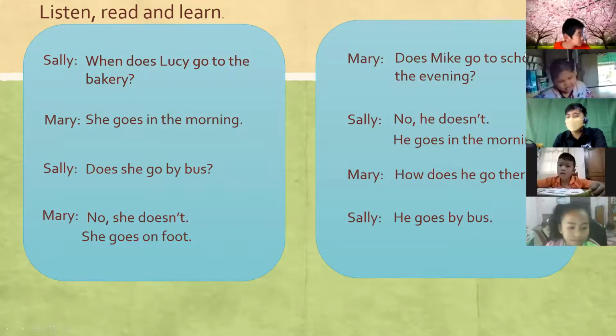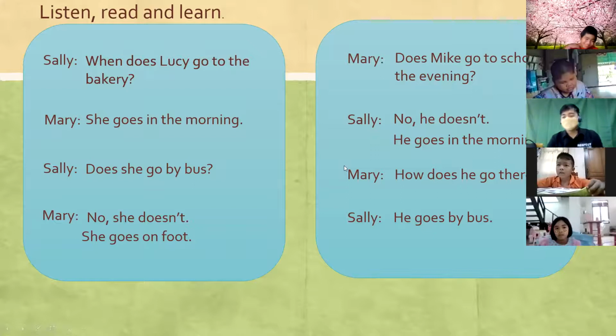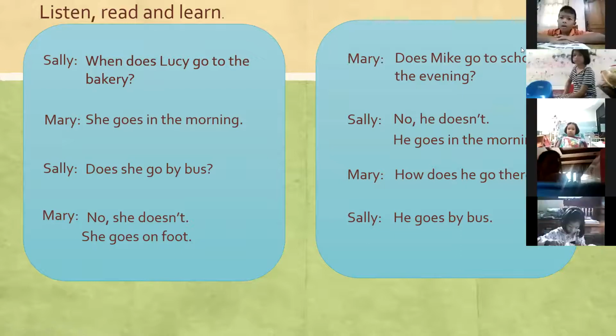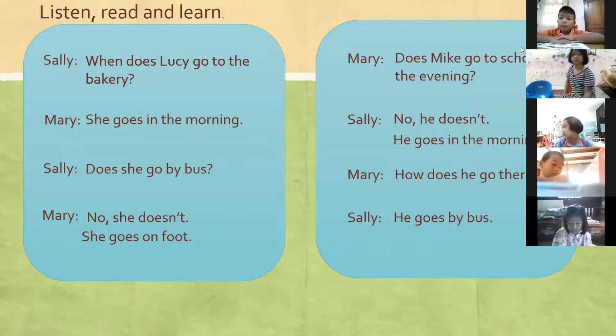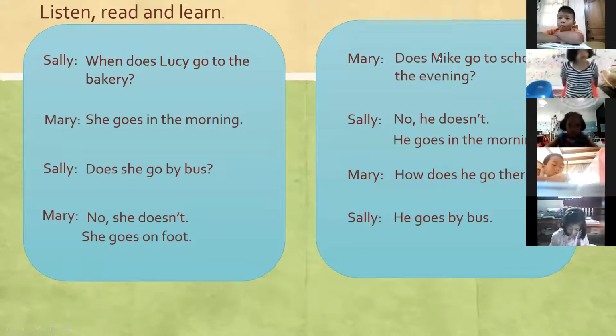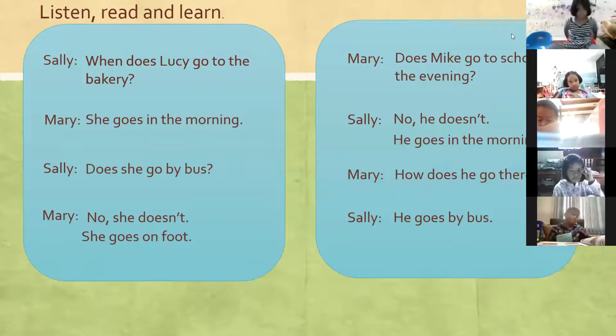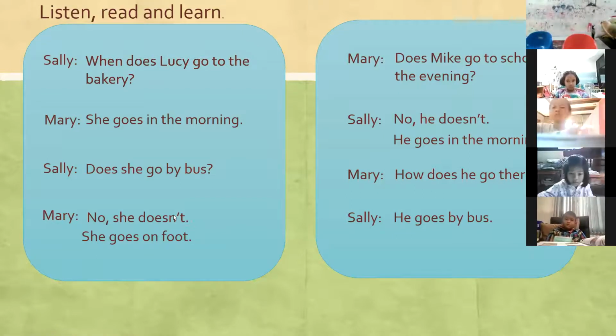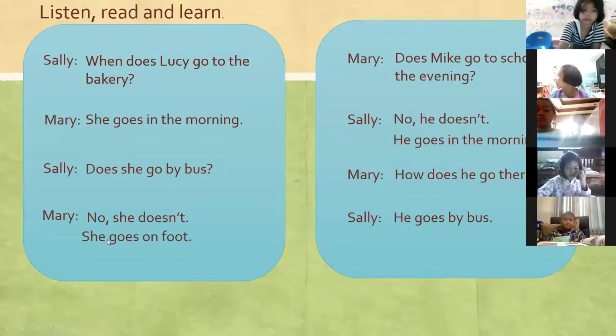Where is she? Okay. Prom Tong. Mary, read. Prom Tong, where is he? He goes in the morning. Okay, she goes in the morning. Oh, quickly, next. Does she go by bus? Does she go by bus? Mary. No, she doesn't. She doesn't go by bus. Okay, she goes on foot.